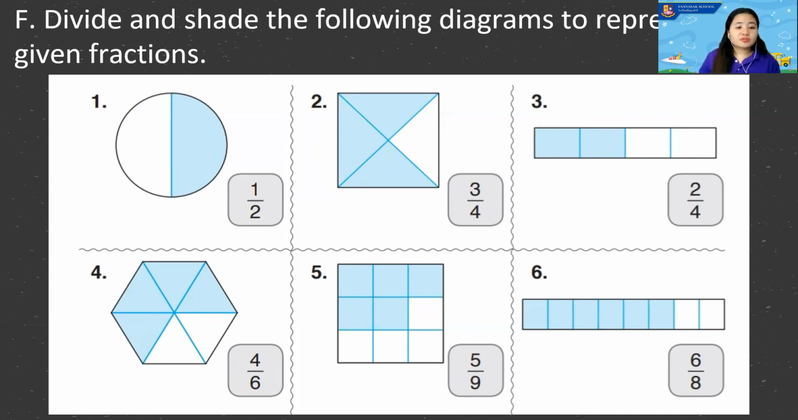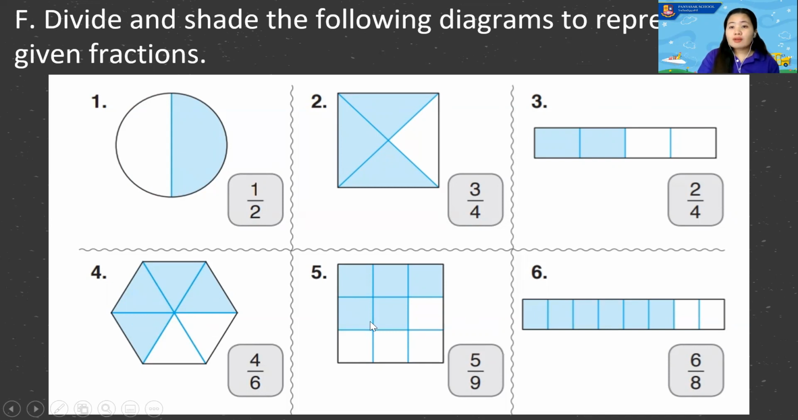Okay, how about number 4? In number 4, we have a hexagon. So how many will you draw? So that is 6, right? Total. 1, 2, 3, 4, 5, 6. How about how many will you shade? So that is 4. So 1, 2, 3, 4. Okay, very good.